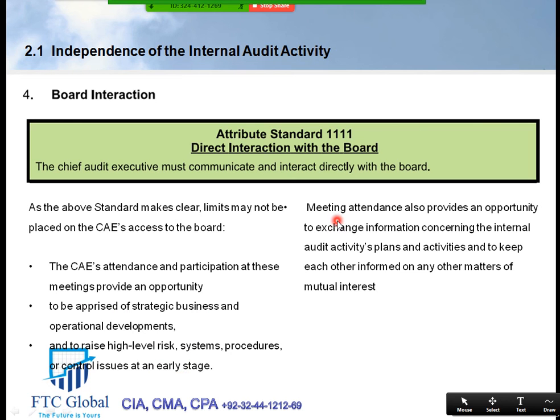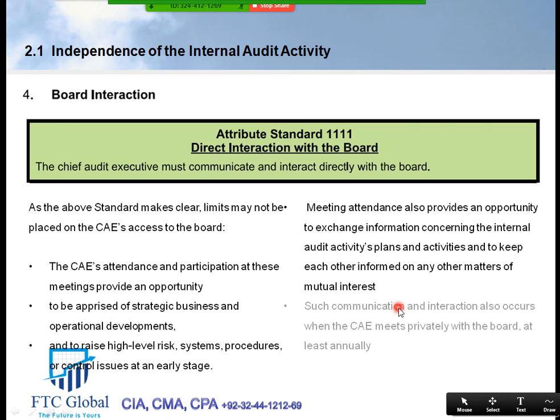Such meetings with the board also provide an opportunity to exchange information concerning internal audit activity plans and activities and to keep each other informed on any other matters of mutual interest. Such meetings must be regular, where the chief audit executive can convey to the audit committee his concerns regarding systems, risks, procedures at the early stage. Such communications and interactions also occur when the chief audit executive meets privately with the board at least annually. So the chief audit executive must meet with the board at least annually privately without the senior management present.